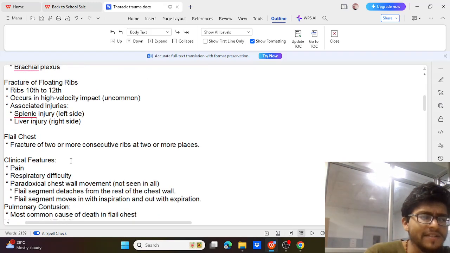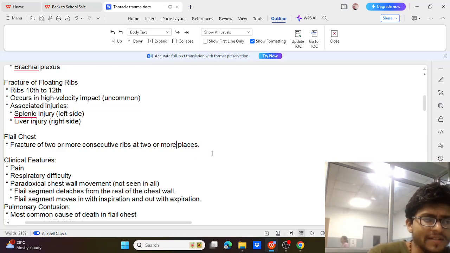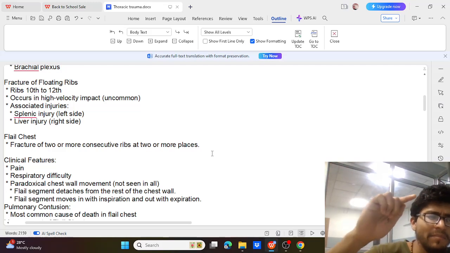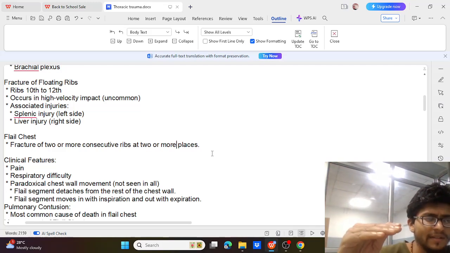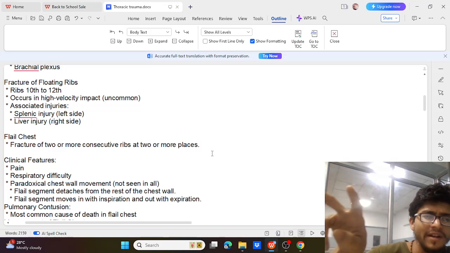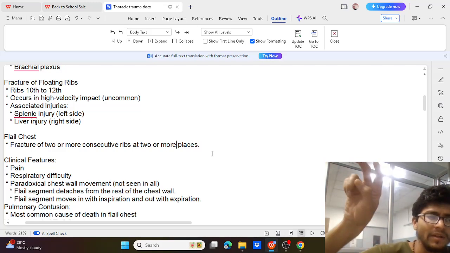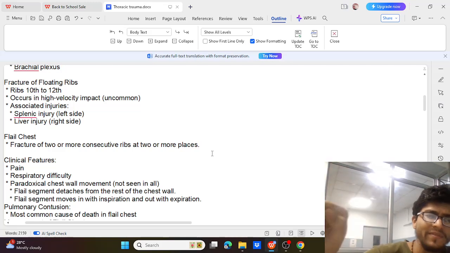Now we'll be seeing flail chest. So what is flail chest? Flail chest is two or more consecutive ribs fractured at two or more places. It is very important that we understand that if we are having rib number 3, then there should be two fractures in rib number 3, and then in rib number 4 again at least two fractures. It should not be two fractures in the third rib, one fracture in the fourth rib, and two fractures in the fifth rib.